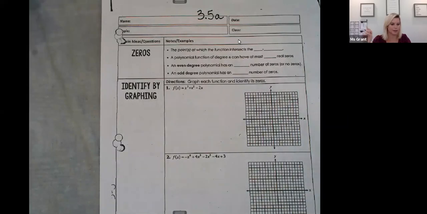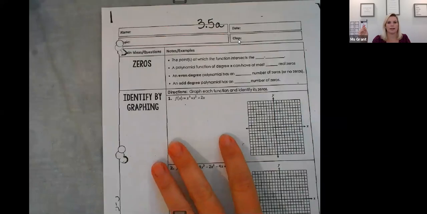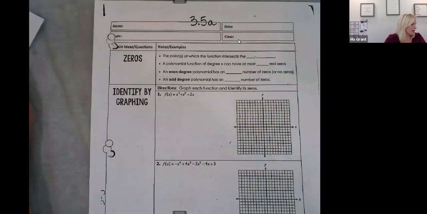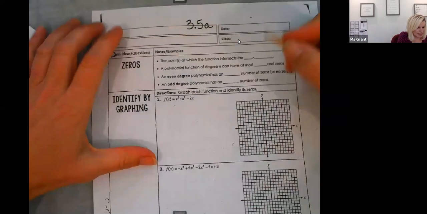All right, hi. We are on lesson 3.5a. We're talking about zeros today. Zeros are the same thing as an x-intercept. Where does my polynomial function, my graph, cross or touch the x-axis? That's a zero. So the point at which a function intersects is the x-axis.